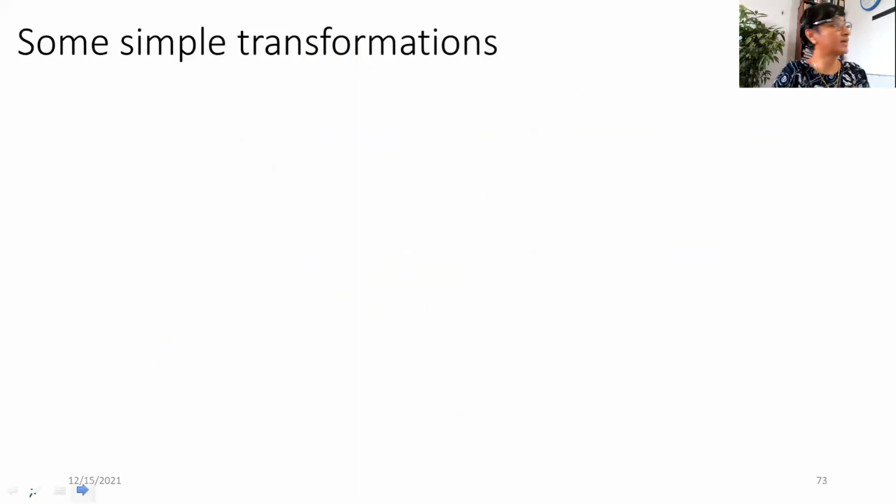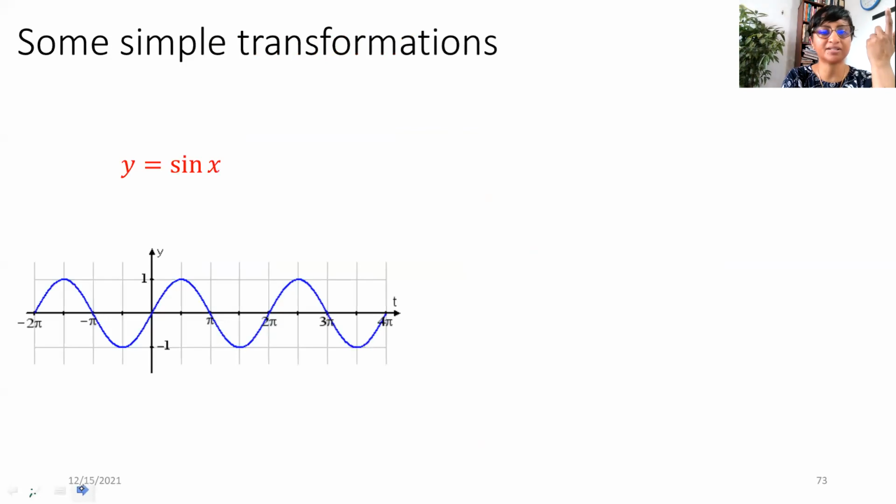Okay, then I quickly want to show you simple transformations. You know, you can transform a graph now. For example, y equals sin x looks like that. If I multiply sin x by a number like 3 or 5 or negative 2, what would happen? Now, if I do y equals 3 sin x, the graph will transform.